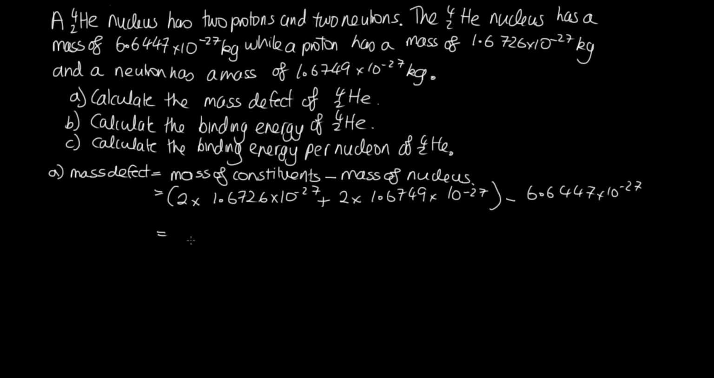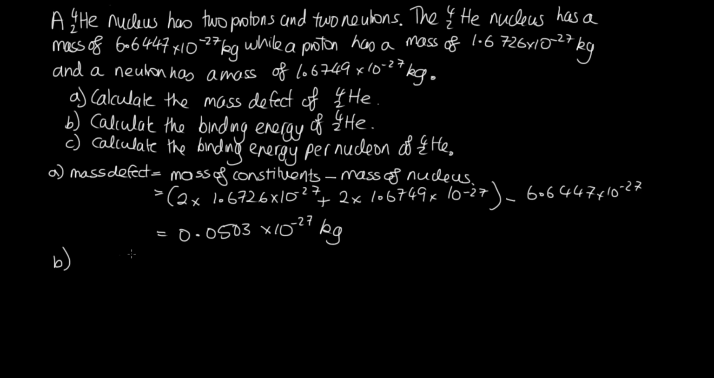And so solving this on the calculator, we get 0.0503 times 10 to the minus 27 kilograms is what's lost. So that's the difference between the mass of the protons and the neutrons and the mass of the nucleus. So this is going to be lost in the form of energy. But this here is called the mass defect. Now part B asks us to calculate the binding energy.